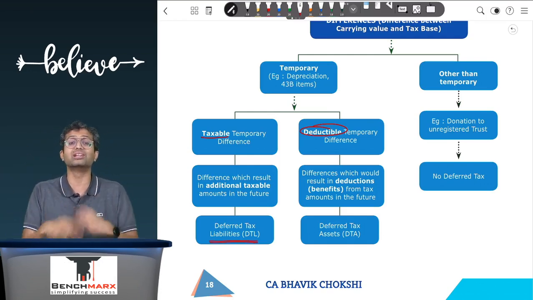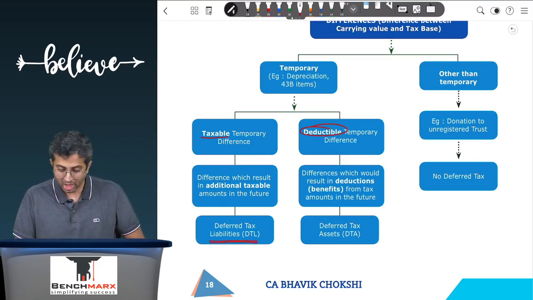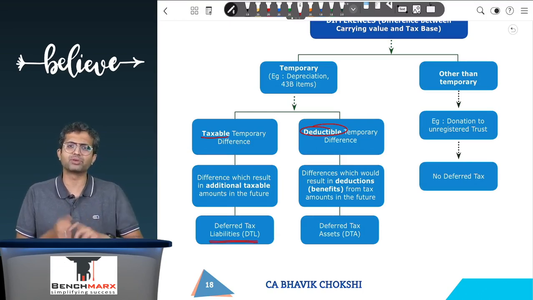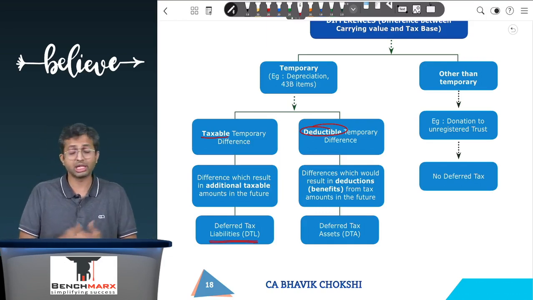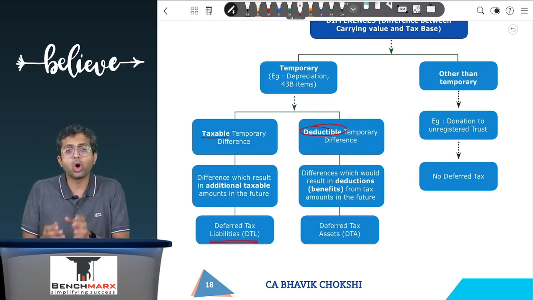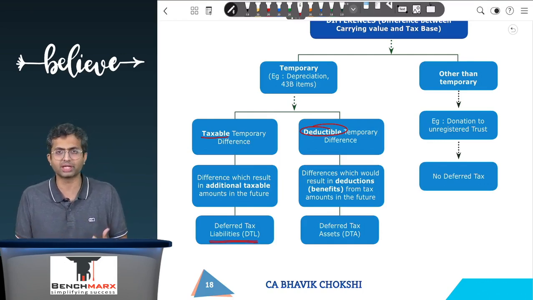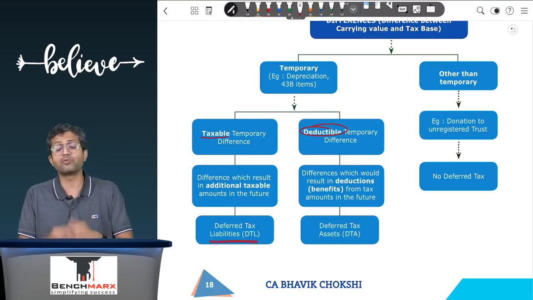Hence it is called a deductible temporary difference, for which you create what is called a deferred tax asset. Remember, deferred tax is on account of temporary or timing differences, where you are probably paying lesser tax now and going to pay more tax in the future. That is a deferred tax liability. Or you are paying more tax now and going to pay less tax in the future. That is a deferred tax asset. Remember, this is for temporary differences.